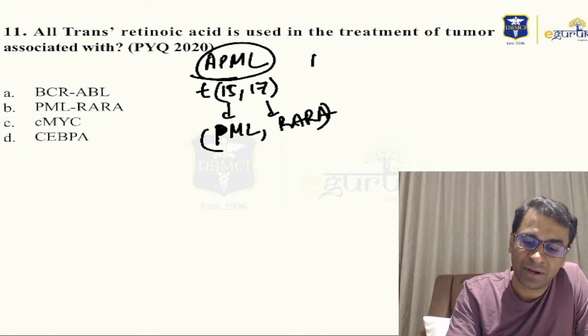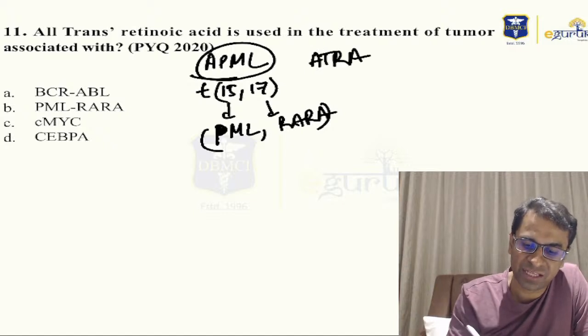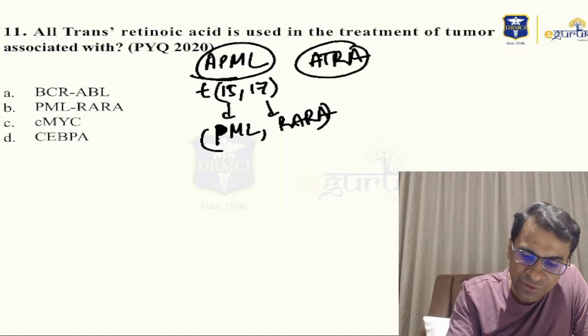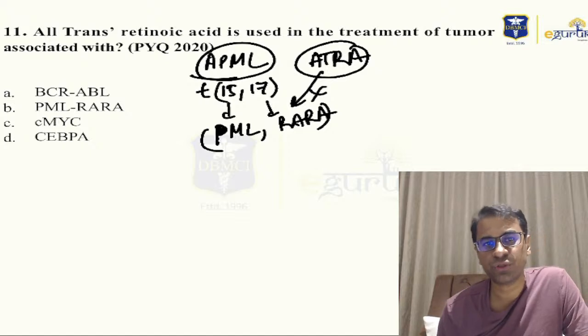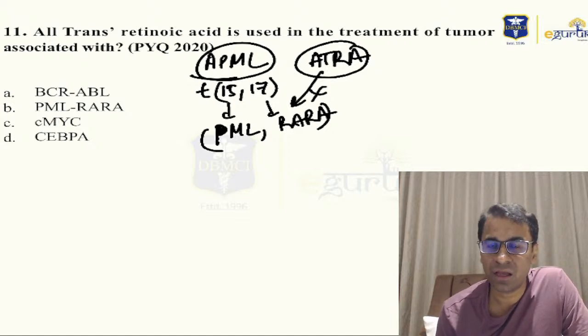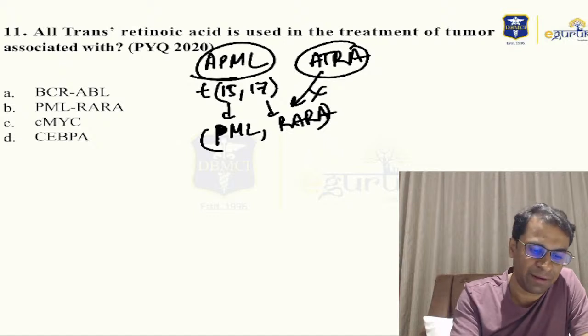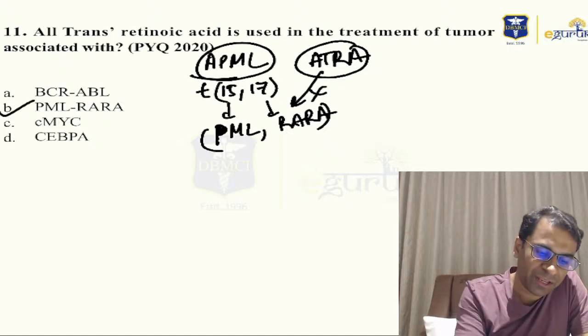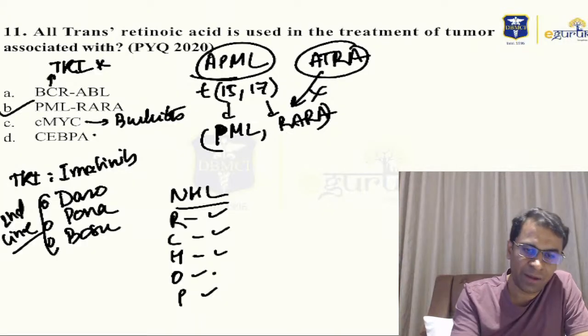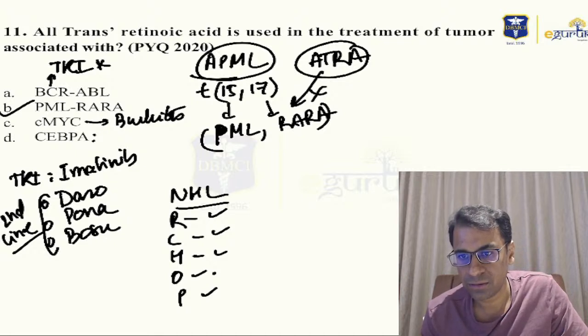The drug is called ATRA, all-trans retinoic acid. This will break this translocation and hence is often used in the treatment of what? In the treatment of APML, PML-RARA. Now, what drug do you use for B? Okay, SEPA. Where do you get SEPA?